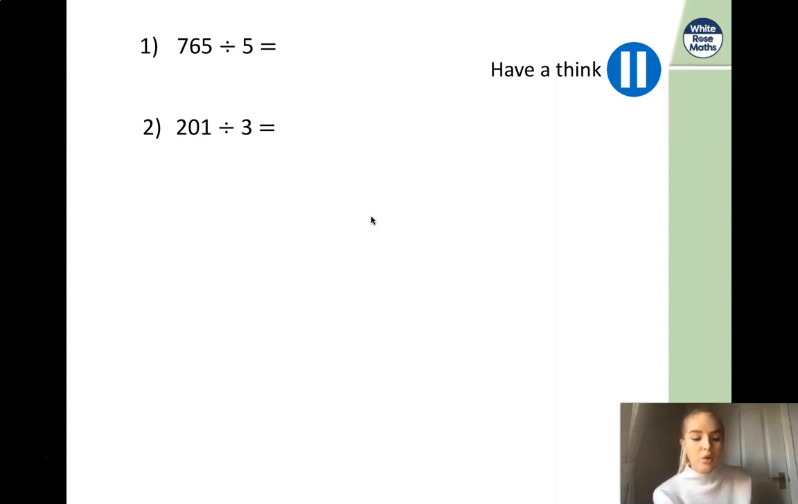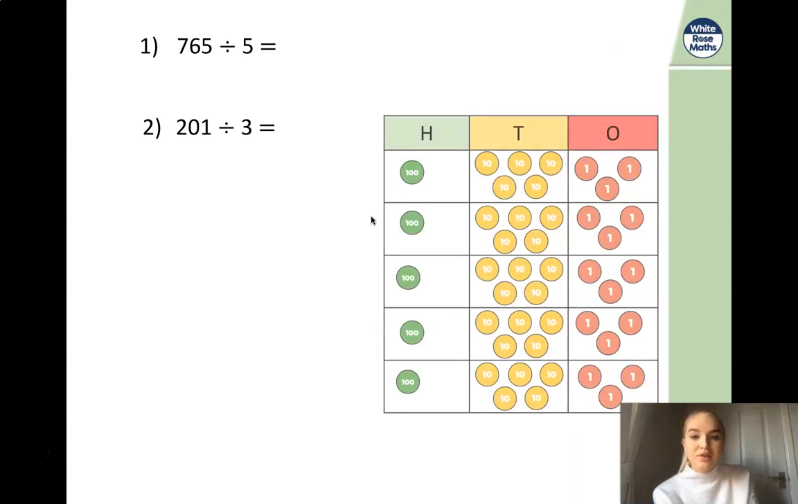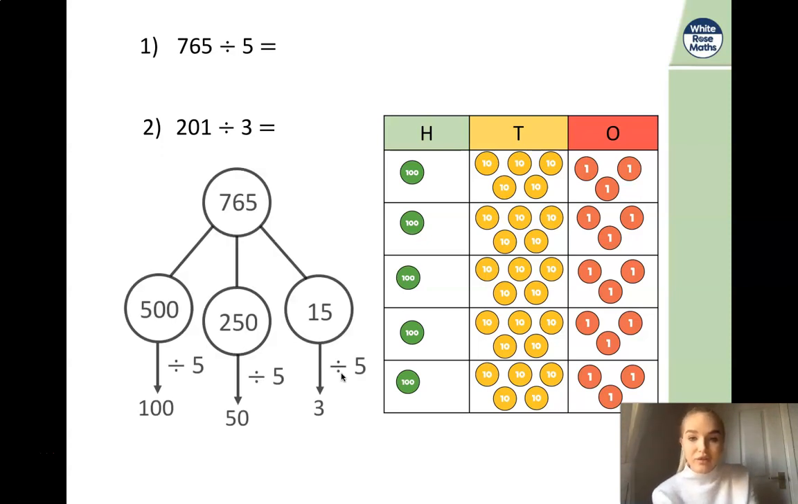Okay, so let's look at question number 1 first of all. So we can see that we have made 765 in my place value chart. So I have used 5 of my hundreds, and I have had to exchange 2 of my other hundreds to give me 20 tens. And I have then used my tens and made a few more exchanges, and finally I have got the answer of 100, 5 tens and 3 ones, which is 153.